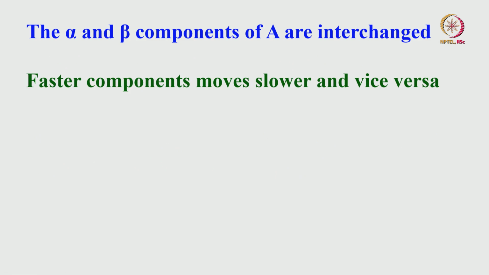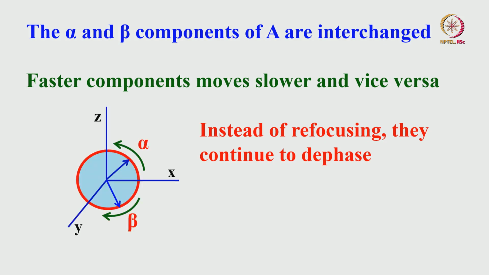Now the alpha and beta components are interchanged. That's what I said, because the 180 pulse also acts on the X spin. What is happening now? The faster moving components move slower and vice versa. Then instead of refocusing, they continue to move in the same direction. They will not refocus. They continue to dephase. This is what is happening.